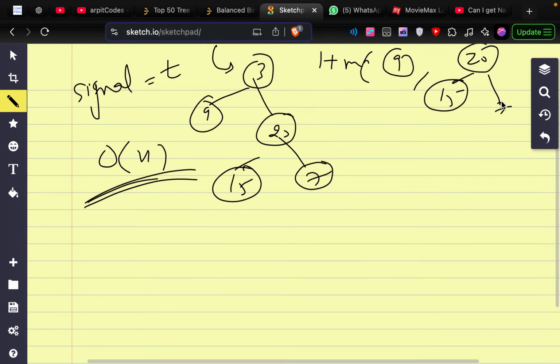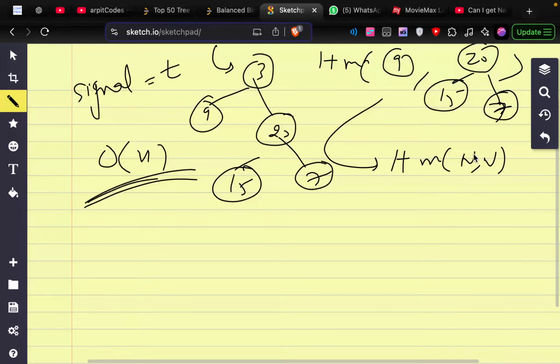Now for this, I do the same thing, 1 plus maximum of null and null. So the null will give me, if the root does not exist, what you return? You return 0. So both will give me zeros, and I also check whether the difference is more than 1. In this case it is not, and this will give me, sorry, not 2, 1. This will return 1.